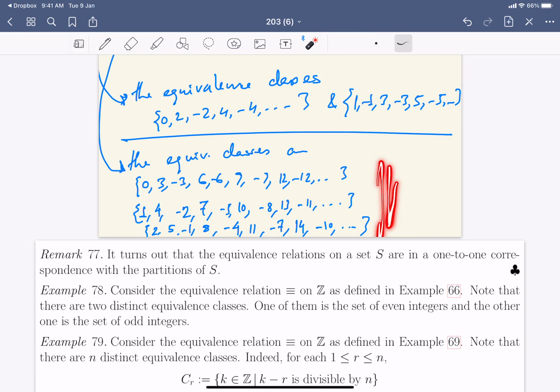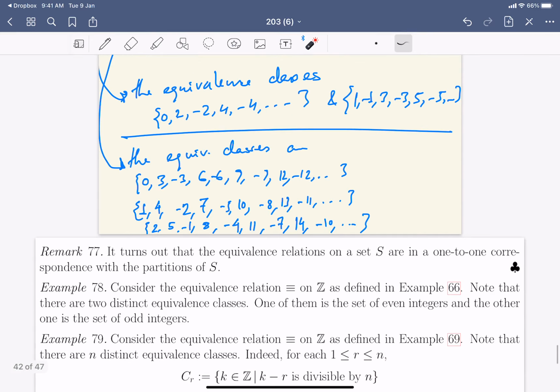So these are all the equivalence classes under the congruence modulo 3 relation. One equivalence class is the set of all multiples of 3, the other is 1 added to all the multiples of 3, and the other one is 2 added to all the multiples of 3. Sometimes we just write 3Z for this, and 1 plus 3Z for this set. Very often we do so, but since I haven't introduced this notation, let me not use it.